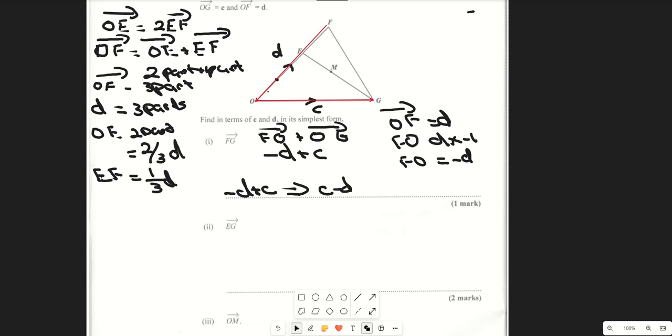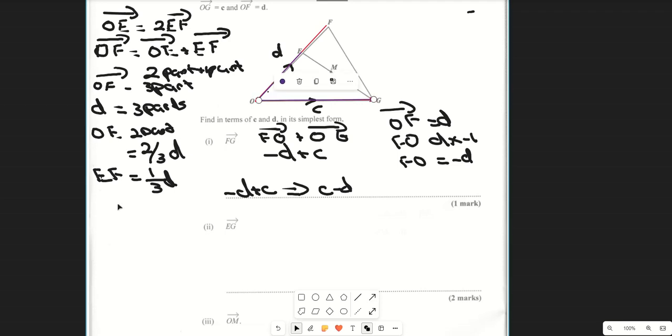Let's look at EG now. So we're starting from E and going to G. I'm going to use a different color, purple, so that we could see it. So we're starting at E, O, right? And then we're going from O to G.